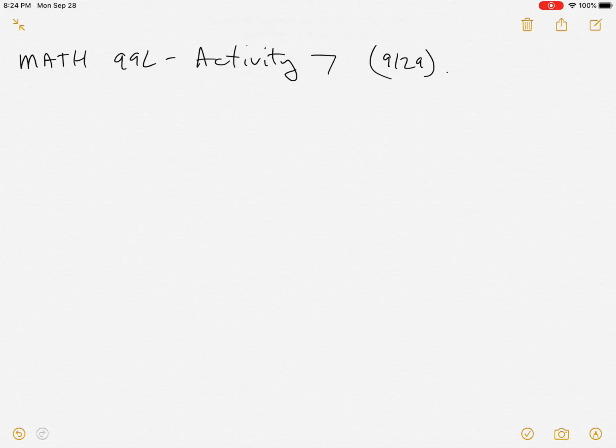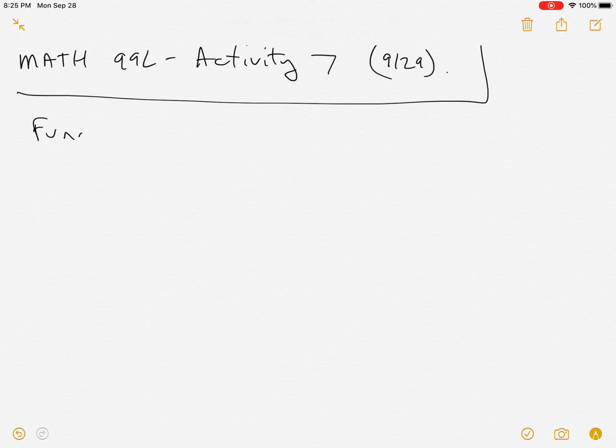It is Tuesday, September 29th, and I'm talking about a very complicated but similarly easy topic that so many students struggle with forever through Math 100, Calc 1, Calc 2, Calc 3, differential equations, and even into linear algebra. And this idea of functions and function notation.